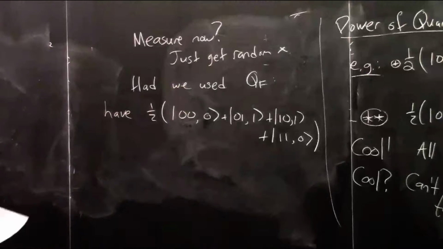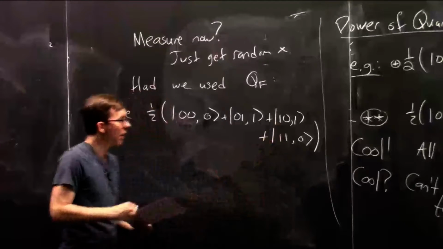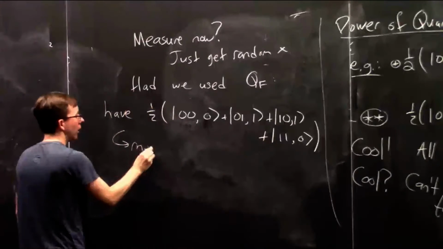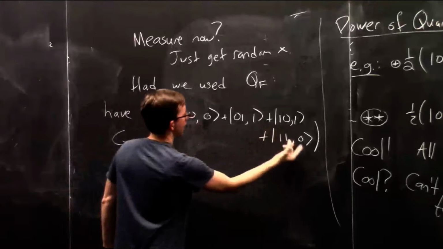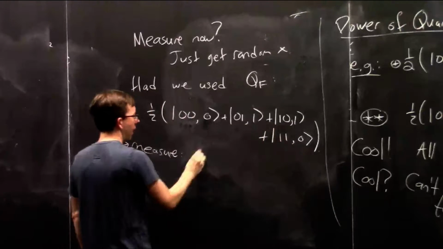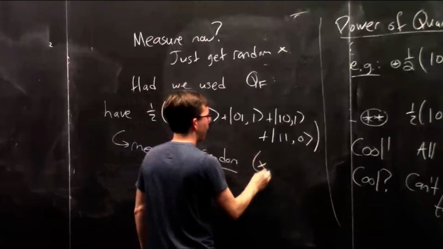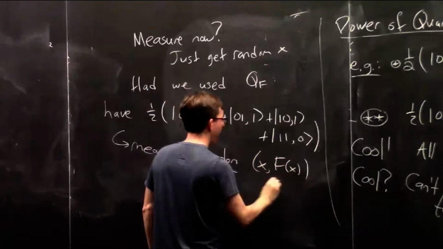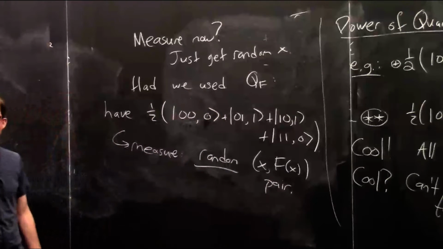So again, we have a quantum state that captures all the input-output pairs. But if you just measure this, what do you get? Well, all the input parts are separate, so you'll just get a uniformly random x, f of x pair. And this also kind of sucks. I mean, whoa, did I make a mistake?